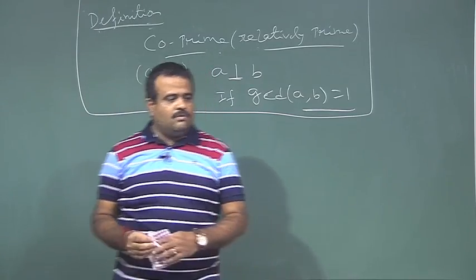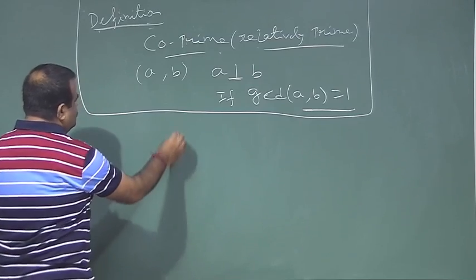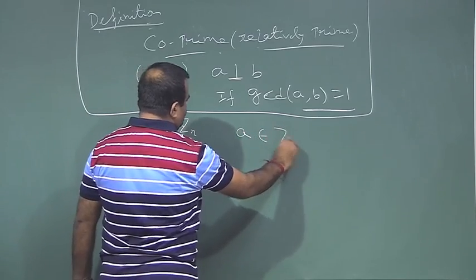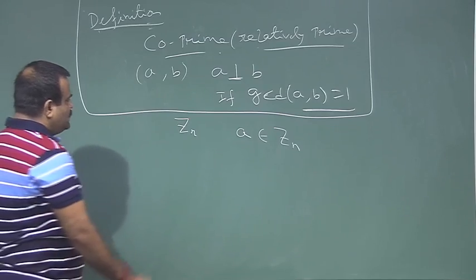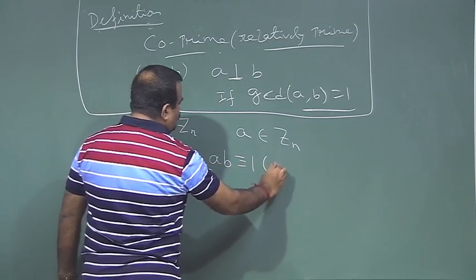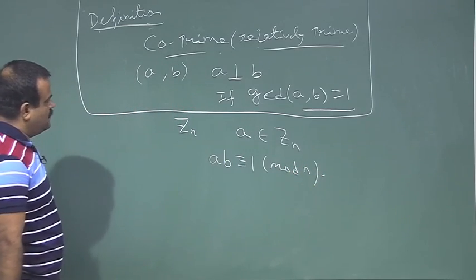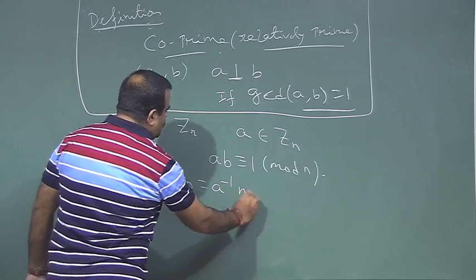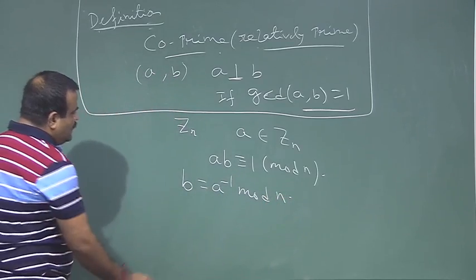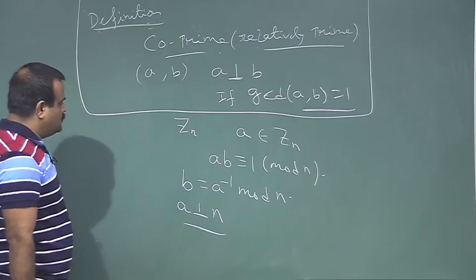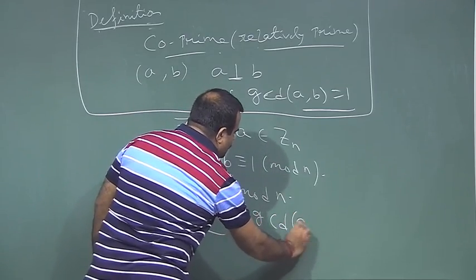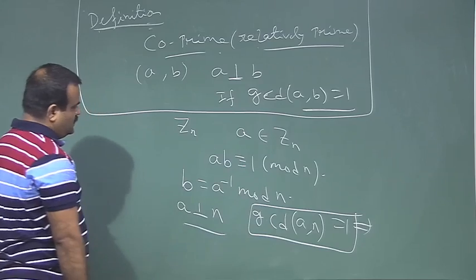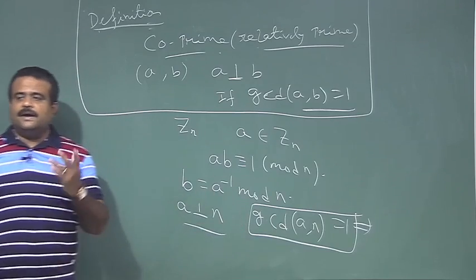Now suppose we are considering Zn, and we take an element A belongs to Zn. A will have an inverse if there exists a B such that AB is congruent to 1 mod n. Then B is basically A inverse mod n. Then we can say that A is co-prime with n. That means if the GCD of A and n is 1, then only the inverse exists, and this is the condition of having the inverse under mod n.